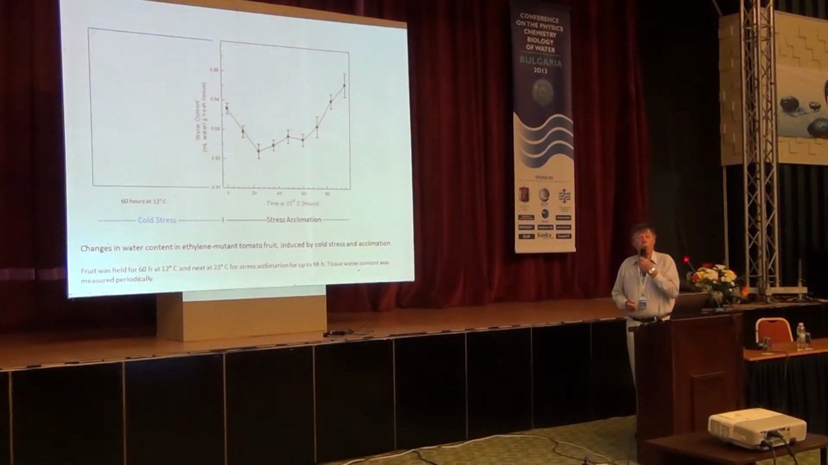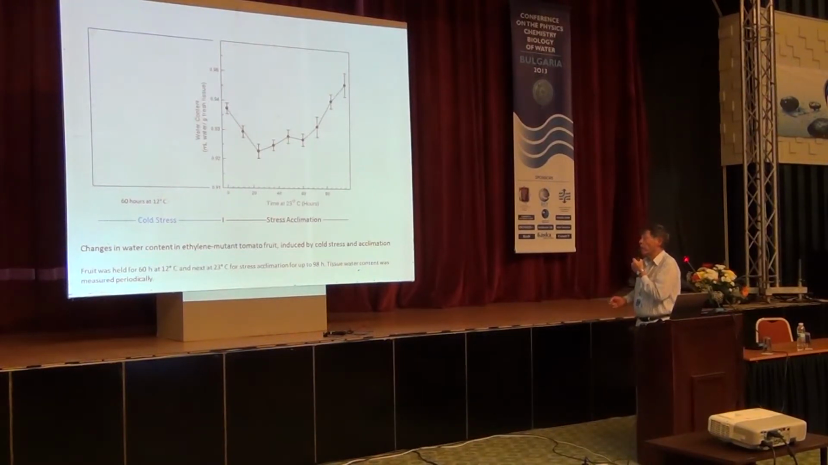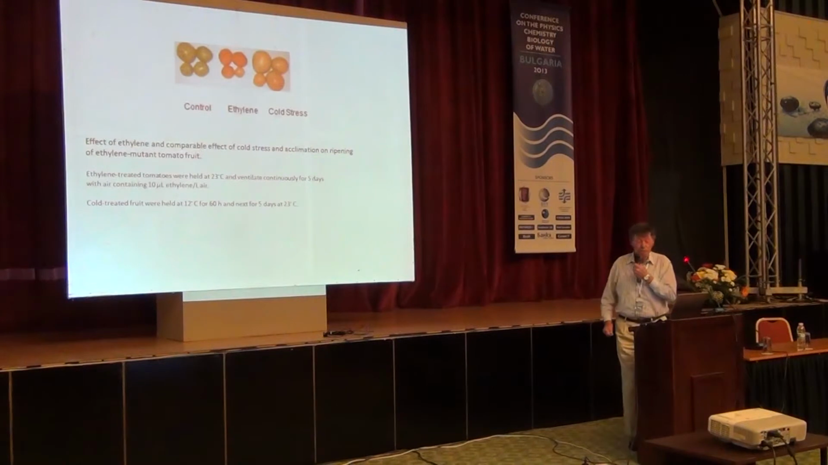So we ask the question, what will happen to this tomato if we artificially induce water deficit? We can do that by exposing the tomato to cold conditions for a while, followed by bringing the tomato to room temperature. Let's call it cold stress acclimation, and that is accompanied by a decrease in water content, not unlike what we have seen before. So let's see what it does to the ripening process.